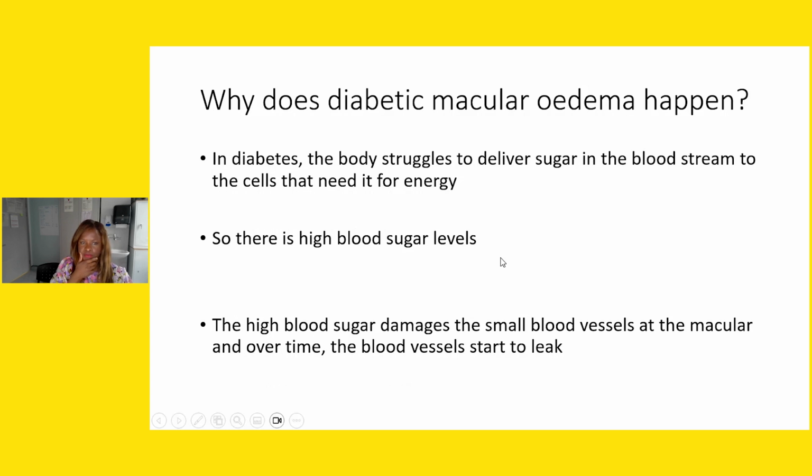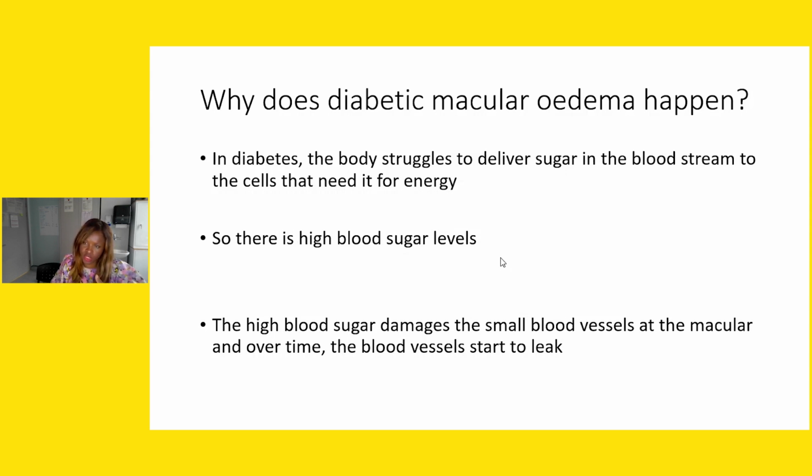Now, why does it happen? In diabetes, the body struggles to deliver sugar in the bloodstream to the cells that need it for energy, and so we have high blood sugar levels. These high blood sugar levels are toxic to the pipes. Remember, I said the small blood vessels are like pipes that run through your retina. High blood sugar is toxic to those pipes. Those pipes are typically fortified by foot processes that just keep them nice and strong, and the sugar damages these foot processes and causes them over time to leak.